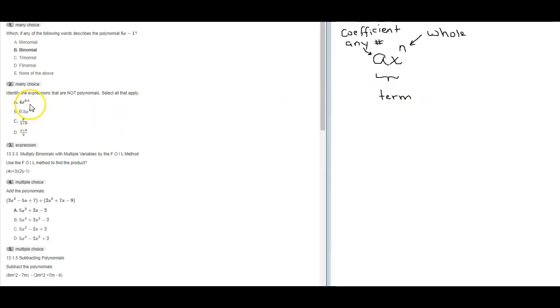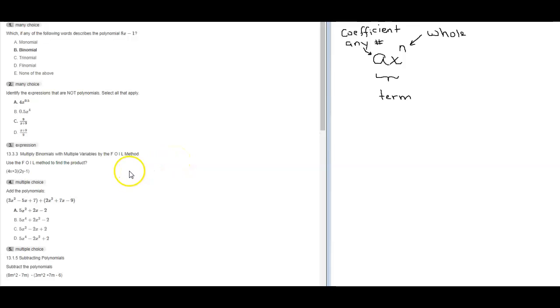So when you look at the 4 choices here, letter A cannot be a polynomial because the exponent of the x is a decimal. And the exponent cannot be a decimal, it can only be a whole number. Okay, letter C is also not a polynomial. Why? Because when the letter x is in the denominator of a fraction, that means the exponent is negative. All right, so that's why letter C is also not a polynomial. Only B and D will be the polynomials.